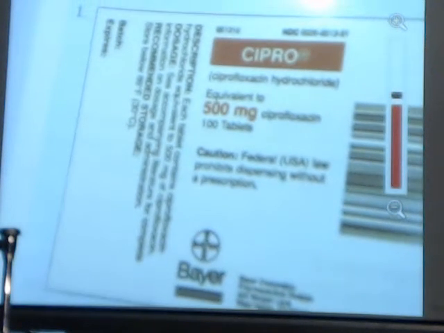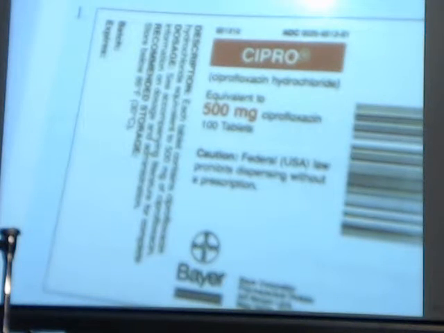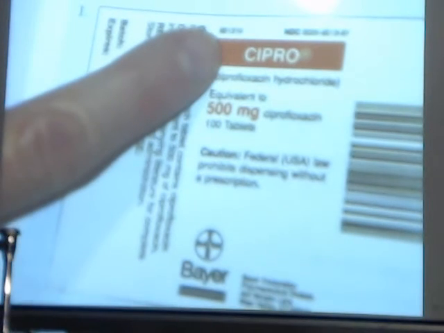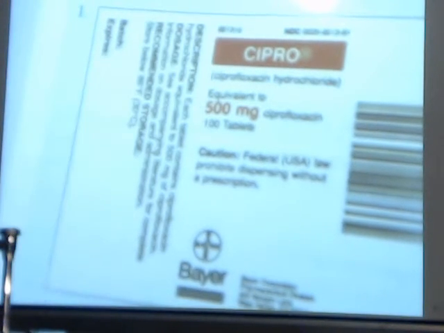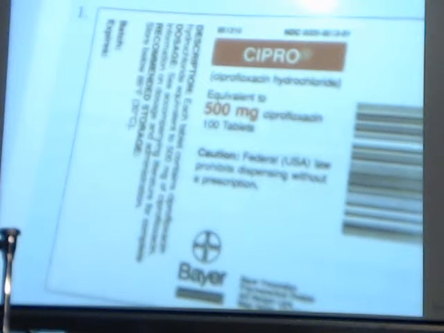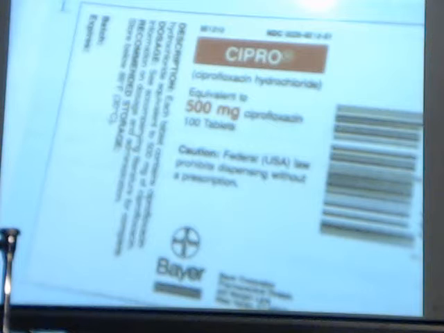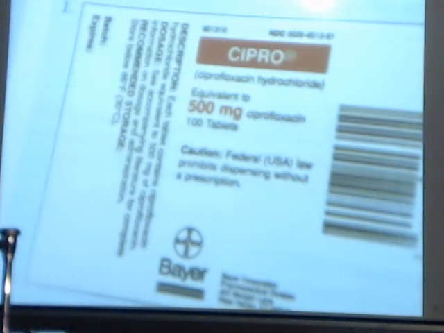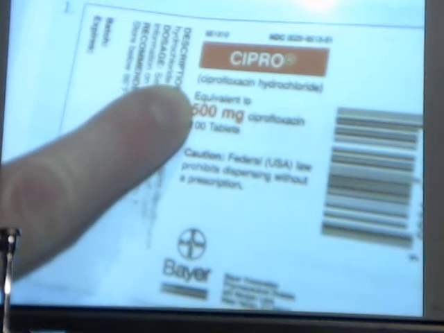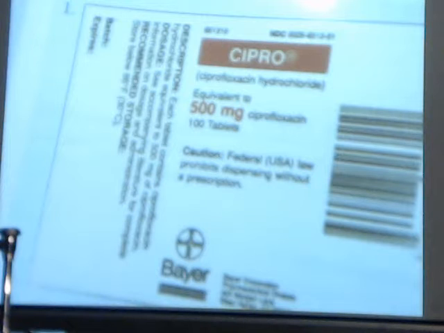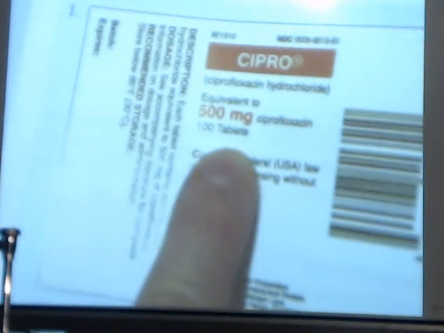Okay, so we can see this one a little better. It asks for the trade name. Cipro is the trade name. Then it asks for the generic name. It's underneath Cipro in parentheses, and it says ciprofloxacin hydrochloride. So it's right underneath it. It says that the dosage of this medication is 500 milligrams, right there in orange. And the form of this medication, underneath that, it says 100 tabs.